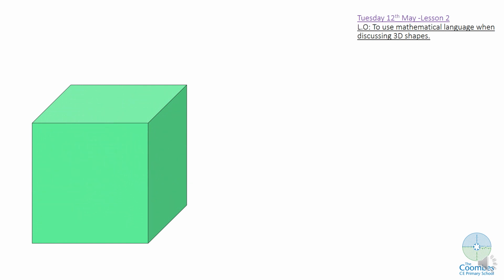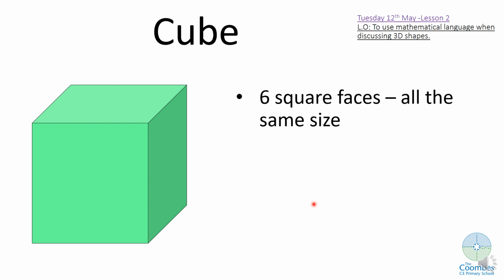Right then, so let's just recap some of the facts that we can remember about our 3D shapes. What is this 3D shape? Brilliant, it is a cube, isn't it? So let's see what we can remember about them. A cube has 6 square faces and all the faces are the same. So this face here is a square and all the other faces that you'll see are squares. Cubes also have vertices. So these pointy bits here, these are the vertices. Okay, and a cube has 8 of them.